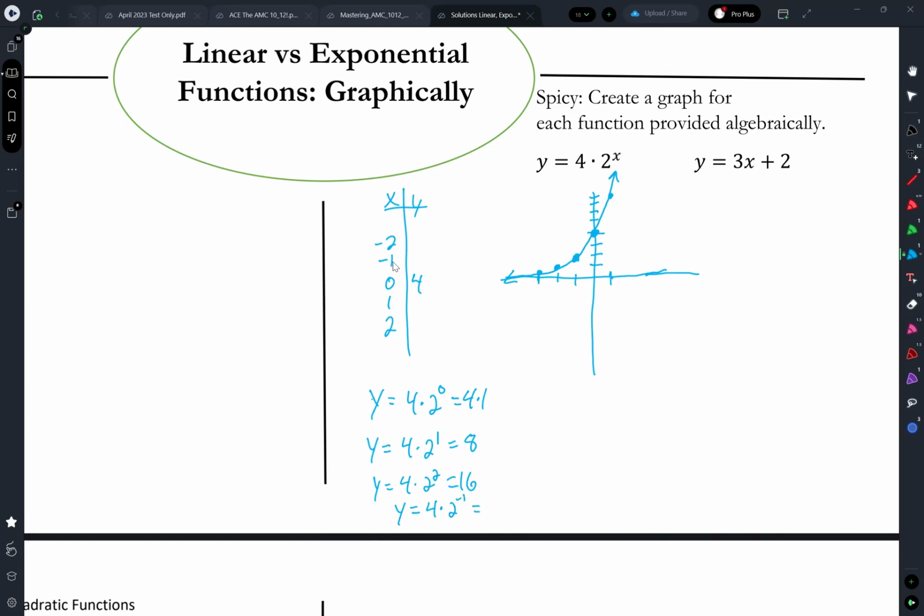And we talked about this pretty heavily in class. Don't forget, a negative exponent just tells me how many times to divide. Positive exponent, how many times to multiply. Negative exponent, how many times to divide.